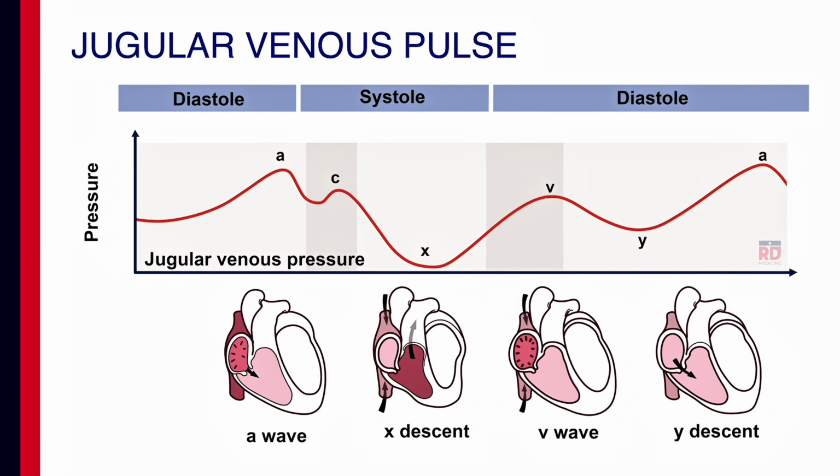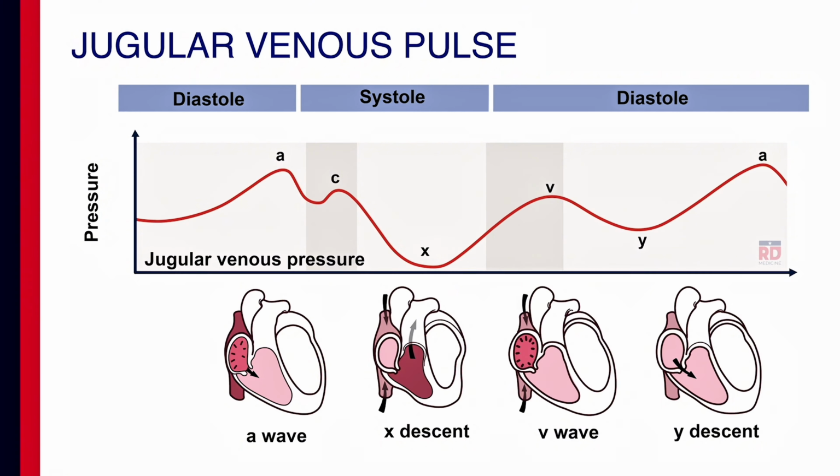Don't worry, you're going to understand that and you're going to remember that. It reflects the pressure change in the right atrium and right ventricle during the cardiac cycle. It's actually a helpful, non-invasive way to assess right heart function. We observe it through the internal jugular vein, usually with the patient at 30 to 45 degrees.